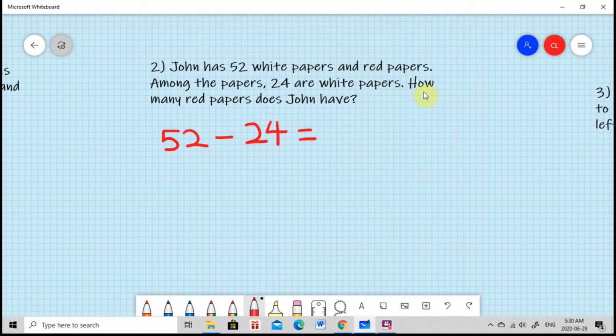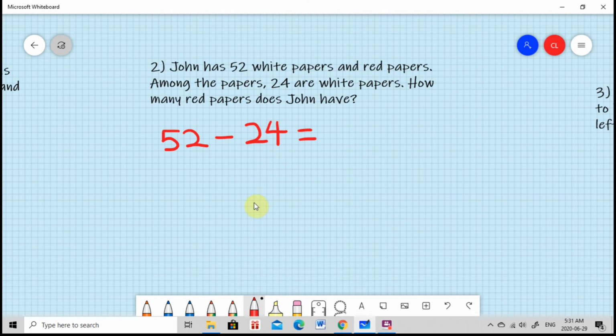So how many red papers does John have? You just take 52, all the papers, and you subtract only the white papers, right? And after you subtract the white papers, you will know the remaining papers are red papers, right?